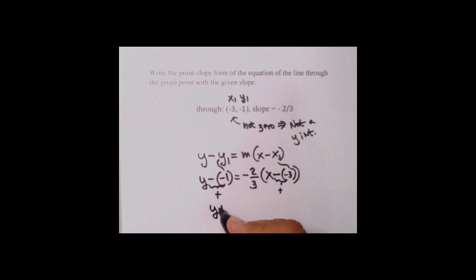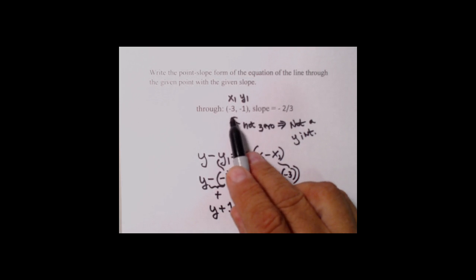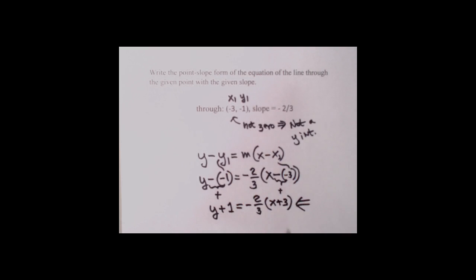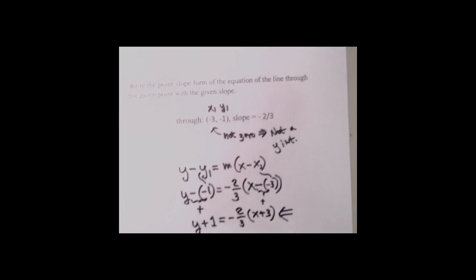So I have y plus 1 equals negative 2/3 times x plus 3. Okay, there it is. There's our equation given in point-slope form. Again, it goes through the point negative 3, negative 1, and has slope negative 2/3. Okay, well now let's look at another one.